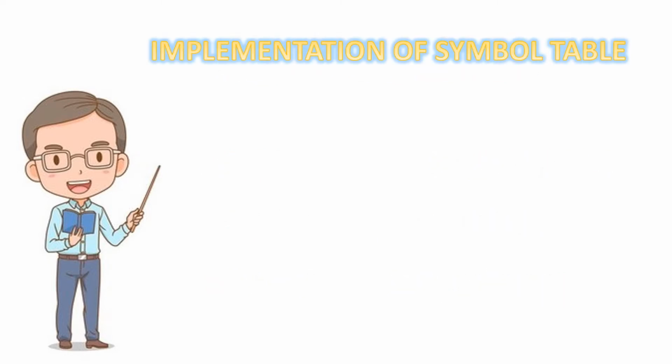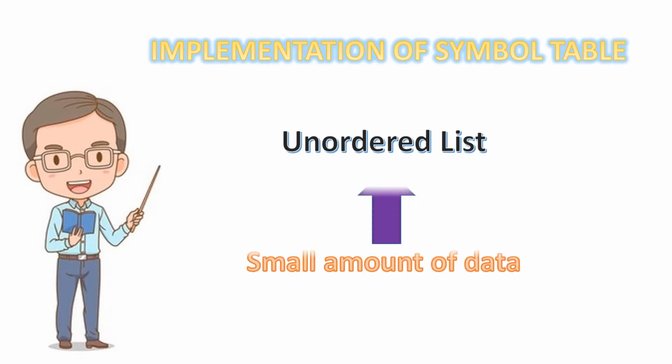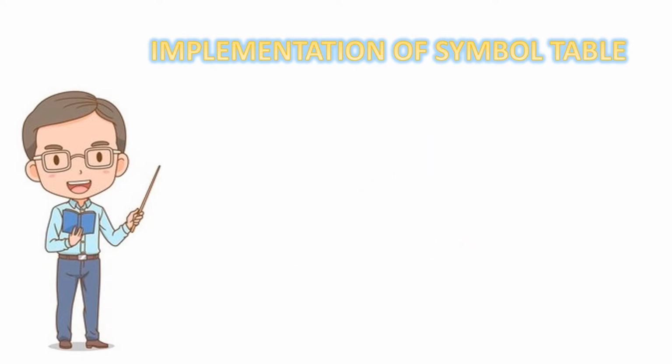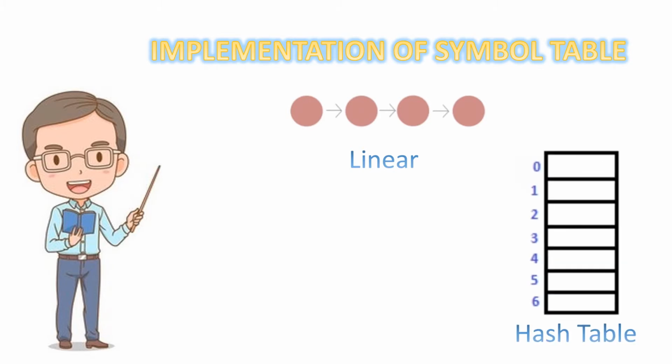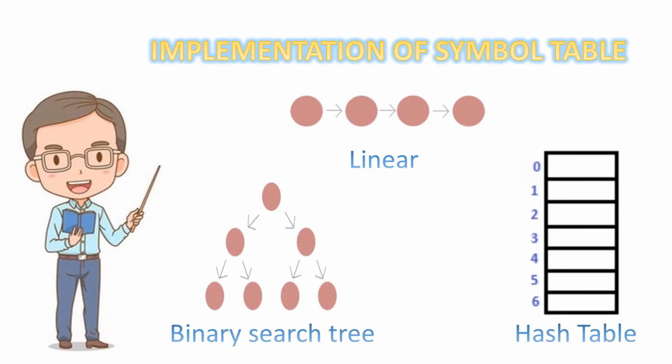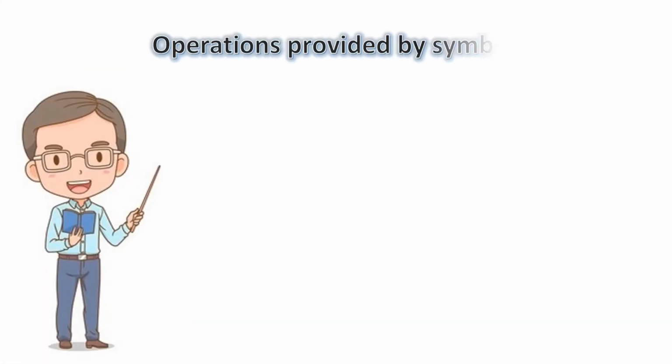Next, implementation of symbol table. The symbol table can be implemented in the unordered list. If the compiler is used to handle a small amount of data, a symbol table can be implemented in one of the following techniques: linear sorted or unsorted list, hash table, binary search tree. Symbol tables are mostly implemented as hash tables. The operations provided by the symbol table are: insert.